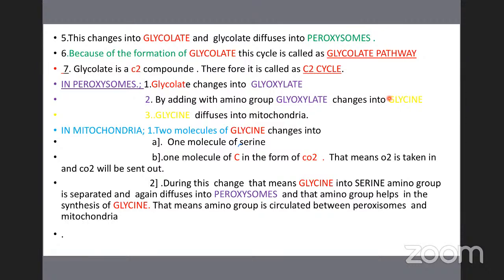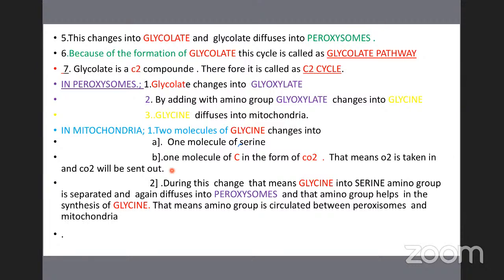So this is a change in mitochondria. First of all, in mitochondria, two molecules of glycine split into two different molecules. One molecule is serine, another is a carbon molecule that comes out in the form of carbon dioxide. So here we should remember that oxygen was taken in and CO2 will be sent out.